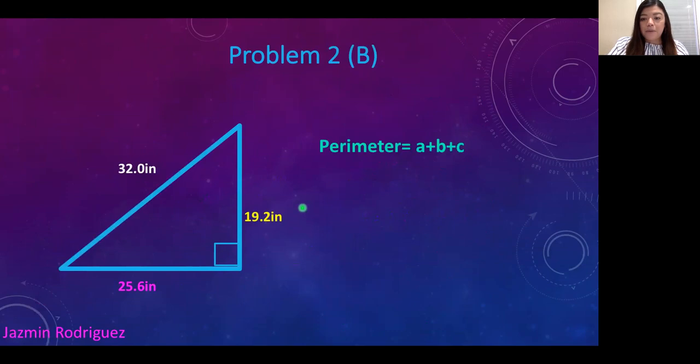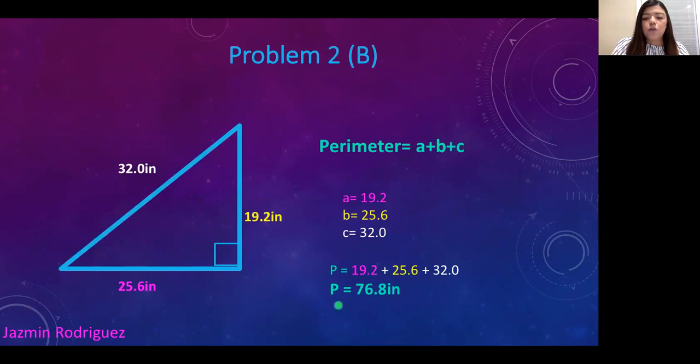Okay, now for the perimeter. Once again, the perimeter is simply adding up all the sides of our triangle. And when we do that, we'll get that the perimeter for this triangle is equal to 76.8 inches.